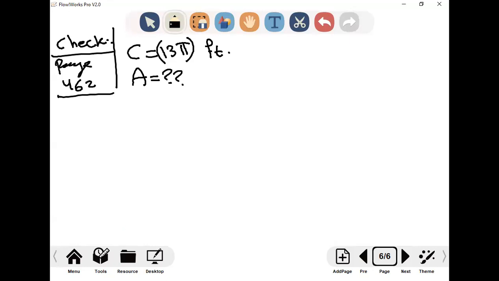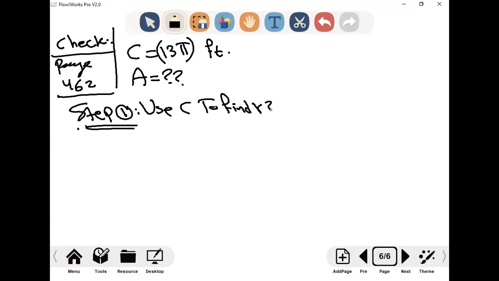Let's go, step 1. What's step 1? To find the area, I need the radius. The radius is not given. So I will use the circumference to find what? The radius. So use circumference to find radius. C equal 2 pi r.